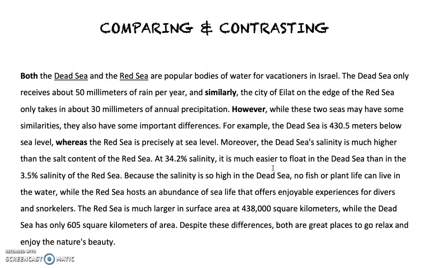Another difference is the salinity. Another difference is whether or not they have fish or plant life. And the last difference that's going to be listed is the surface area. Then at the very end of the paragraph, it says, despite these differences, despite, by the way, is another contrast word that we use. So even though there are these differences, despite these differences, both, now we're going back to a comparison, both are great places.